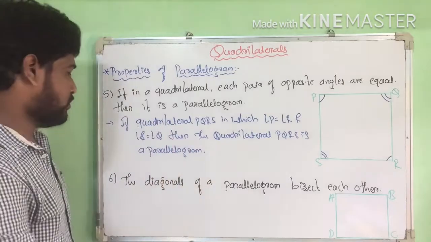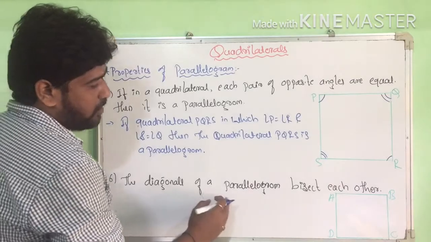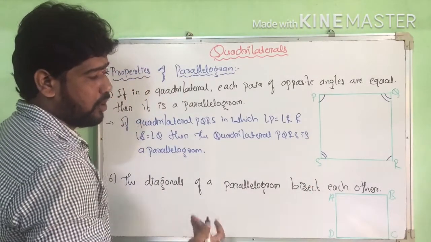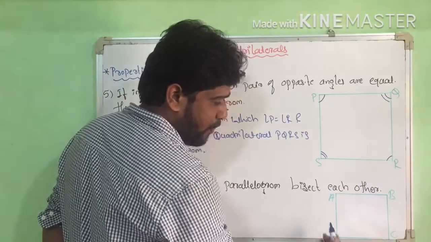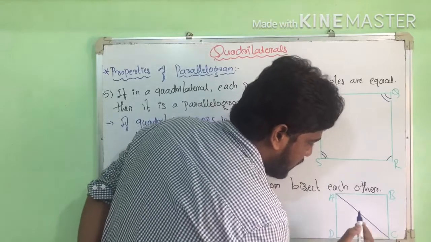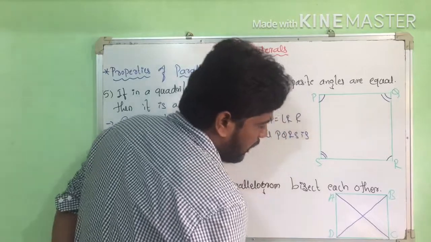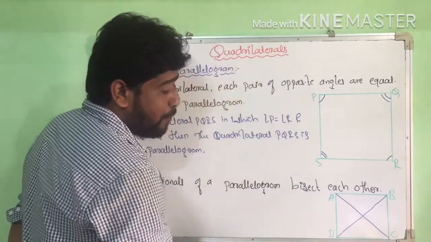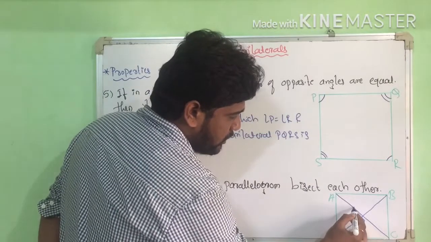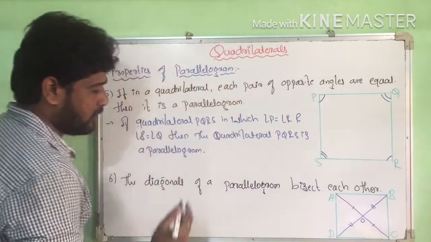Is it clear? So well, the next one, the sixth property, is the diagonals of a parallelogram bisect each other. Here ABCD is a parallelogram. So these diagonals, AC is the diagonal and BD is the diagonal. These two diagonals bisect each other at O. It means these two sides are equal. Is it clear?